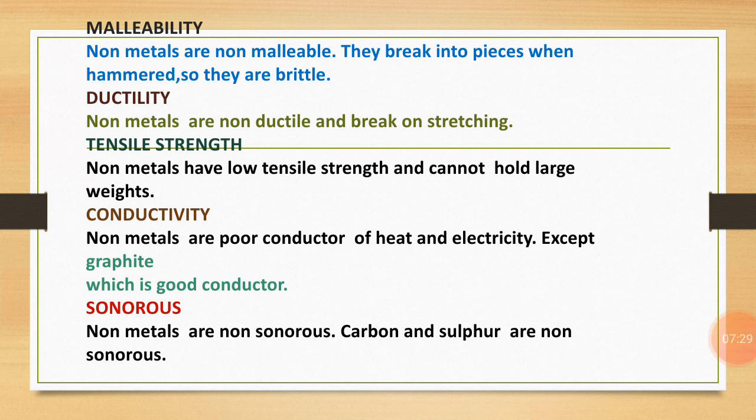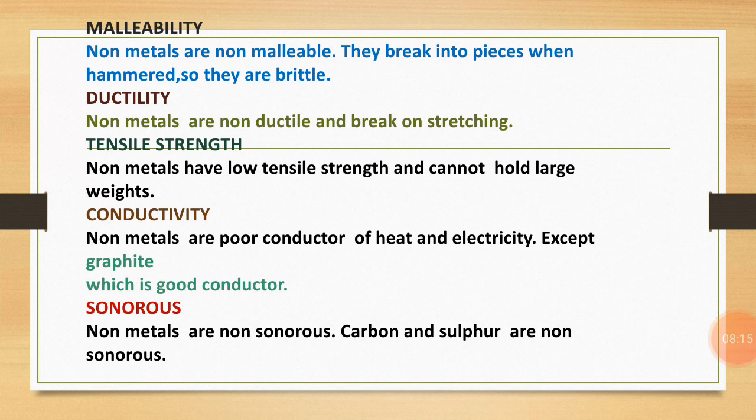But there is only one exceptional case here. Graphite is the only non-metal which is a good conductor of electricity. We have seen that the lead of the pencil is made of graphite, and when you touch it to an electrical appliance carrying current, it allows electricity to pass through it, because it is a type of non-metal and a good conductor of electricity. So non-metals are generally poor conductors, but the only exception is graphite, which is a good conductor of electricity.